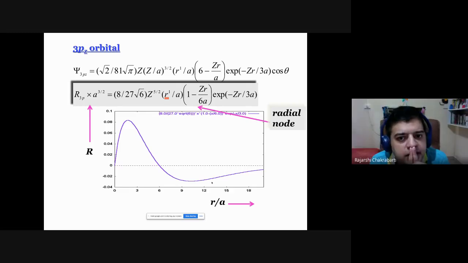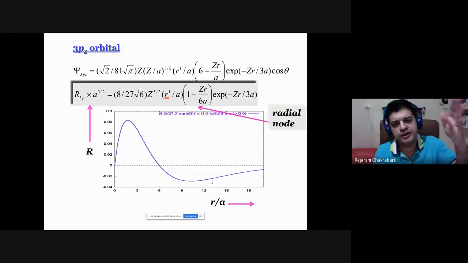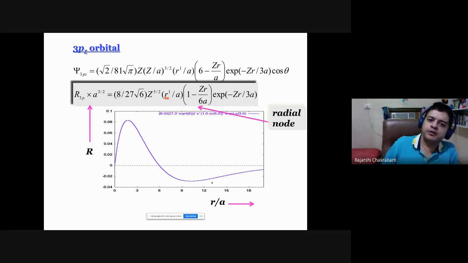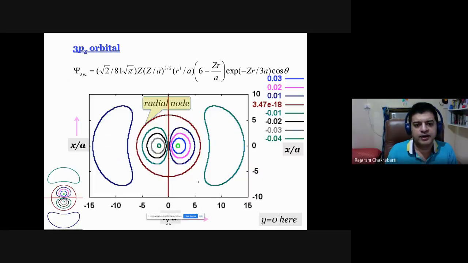See, cos theta will give me one node, isn't it? 3pz and 2pz will have the same angular part, because psi depends on l and m. Only the radial part is going to change, and in case of 3pz, the radial part will have one node, which was not present in 2pz. So one radial node, one angular node. Is this clear? Okay, we did that actually. So this is the radial node, and one angular node.